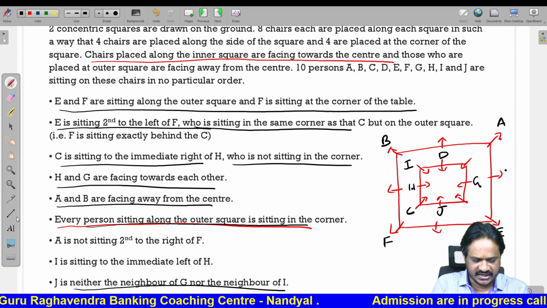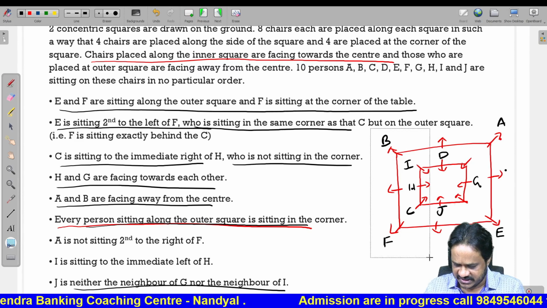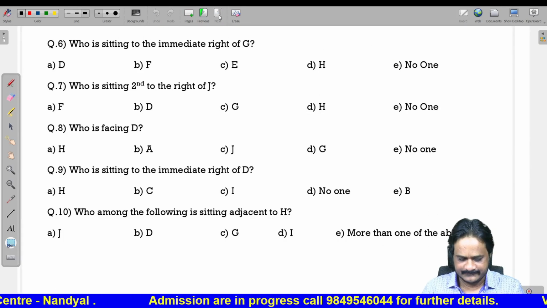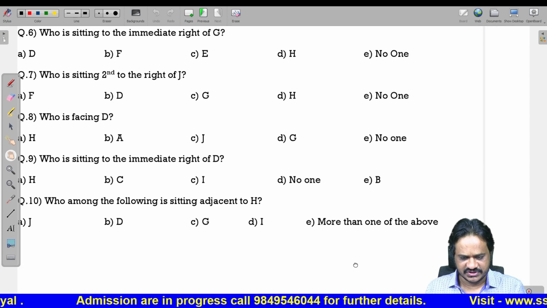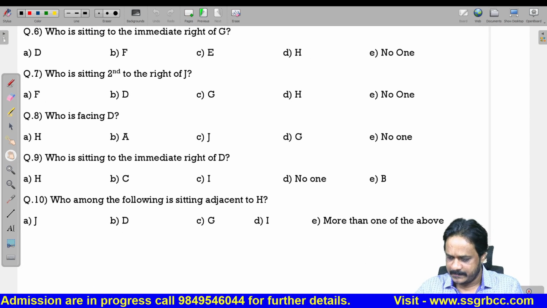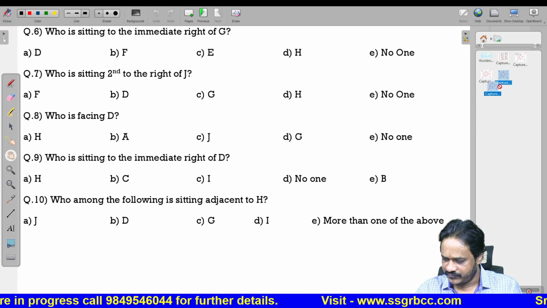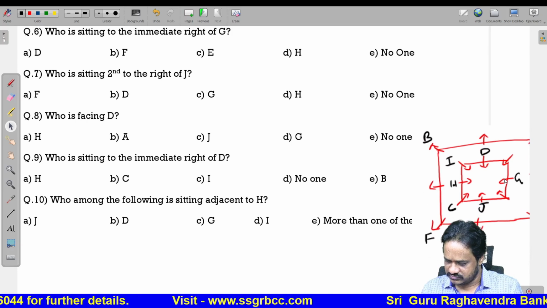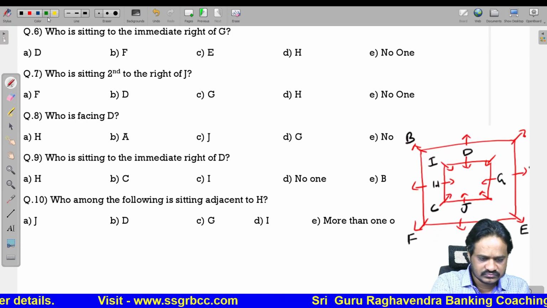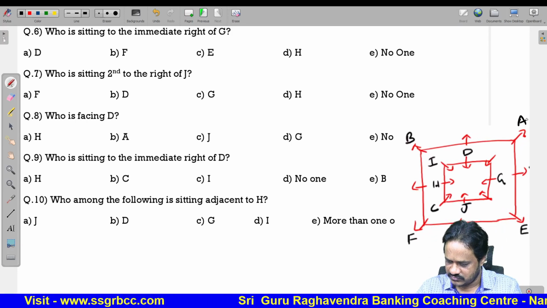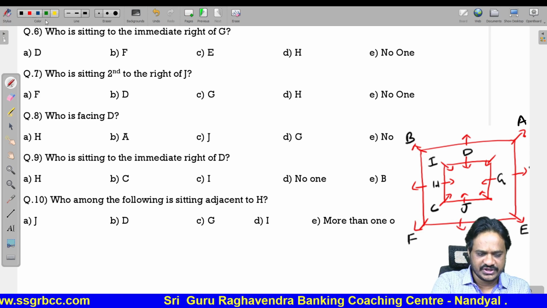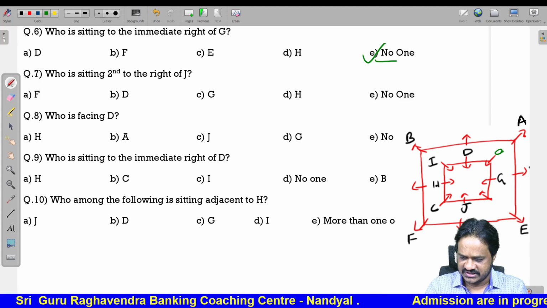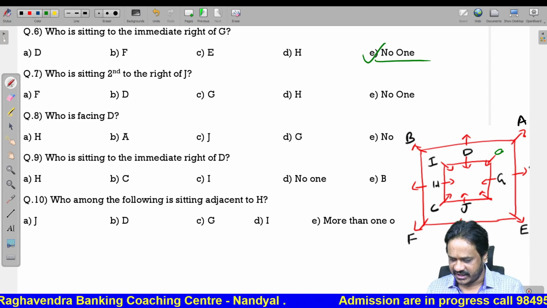Now this is the entire puzzle. Let us answer the questions based on this one. Let us see the first question. Who is to the immediate right of G? So here there is no one. The answer is no one.